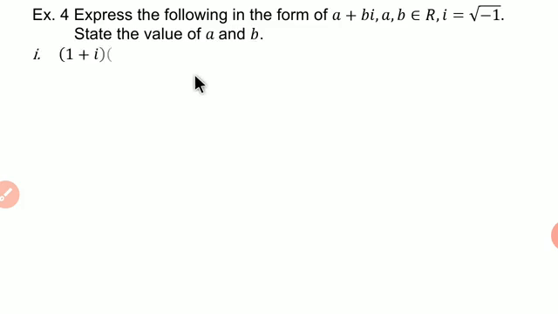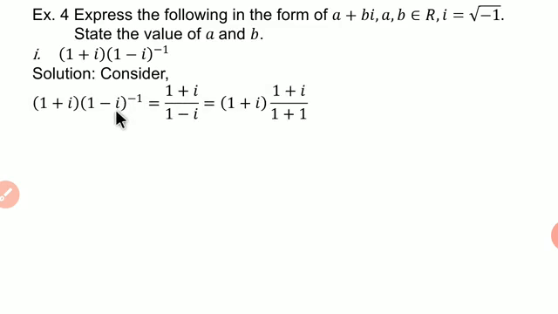So see the first example. It is (1 plus i) into (1 minus i) bracket raised to -1. Now bracket raised to -1 means it is 1 upon that term. Okay. So here solution, consider (1 plus i) into (1 minus i) bracket raised to -1. It is equal to 1 plus i upon 1 minus i.